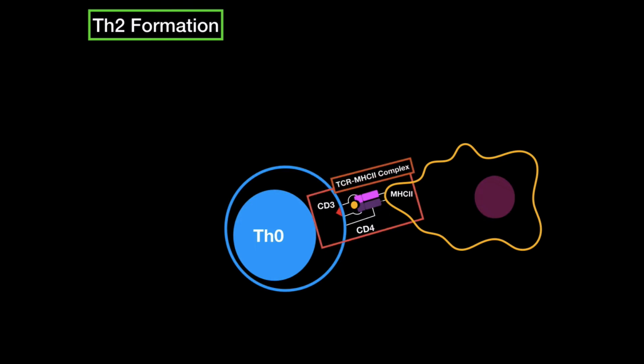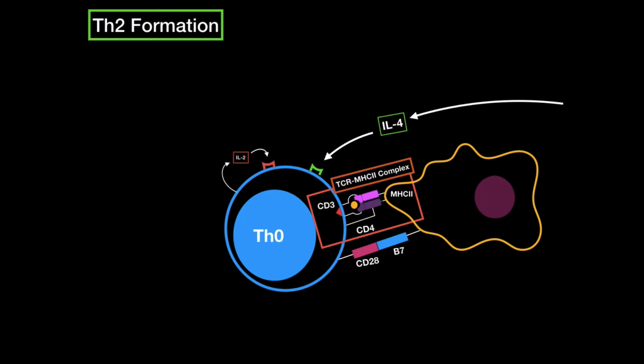This complex of TCR and MHC 2 is the first activation signal to activate the naive T helper cell. Now remember, there are 3 activation signals required to activate or differentiate the naive T helper cell. The second activation signal is through CD28 and B7 molecule. And then the third signal is when it receives interleukin 4 from other T helper 2 cells or mast cells, or even basophils can also release interleukin 4.